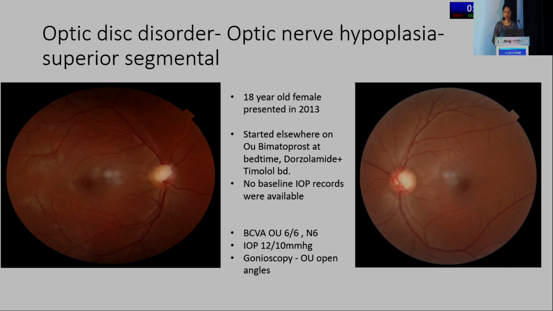This is another example of an optic disc disorder, optic nerve hypoplasia, which is superior segmental. An 18-year-old presented to us in 2013 with glaucoma medication started elsewhere with no record of high IOP. On examination, the right eye disc shows a superior notching with a nerve fiber layer defect, but on careful examination, there's a subtle pallor of the superior rim with a scleral halo.